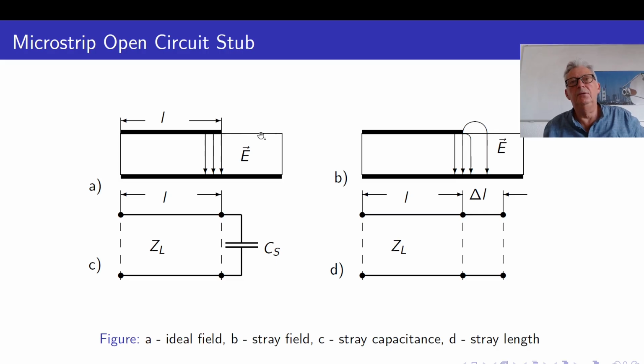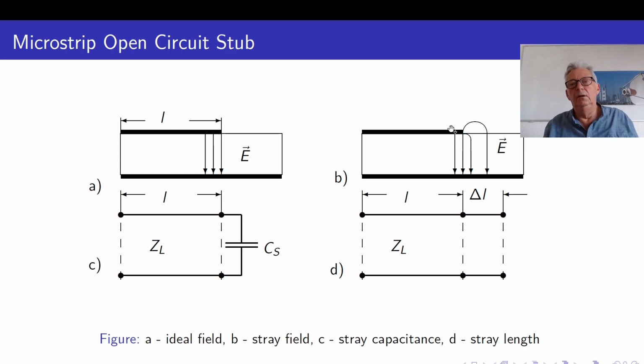But this is not the case for a real microstrip line, where we also will have a so-called stray field at the end of the transmission line. And this stray field, for example, can be described by a stray capacitance, or like in our case, we describe the stray field by a certain length. So the transmission line, due to the stray field, seems to be longer than its physical length.